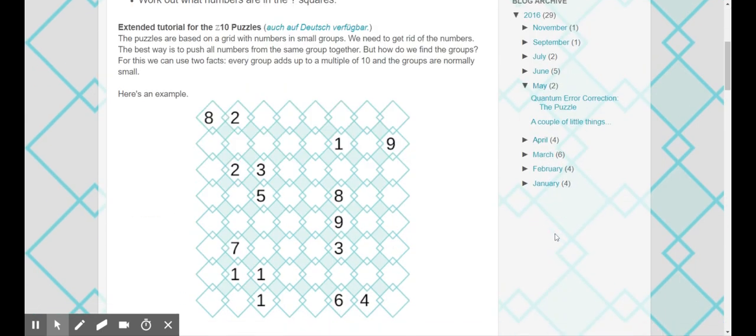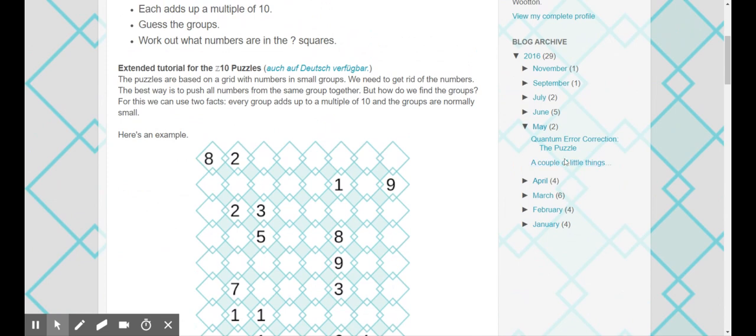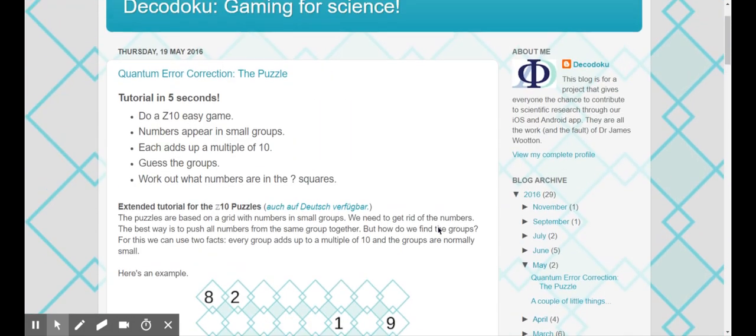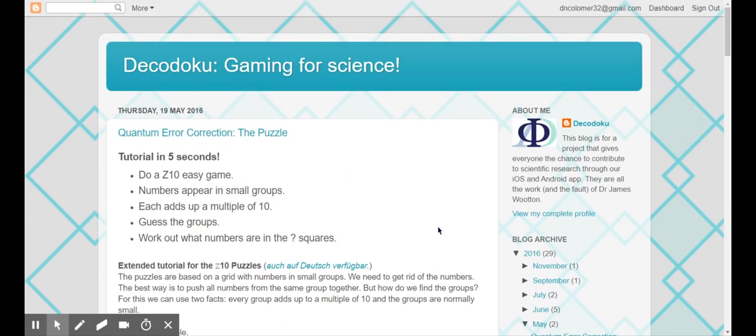So, a couple of little things. Grammar correction, the puzzle. See if I find this next part. Okay. Cool. That's it so far.